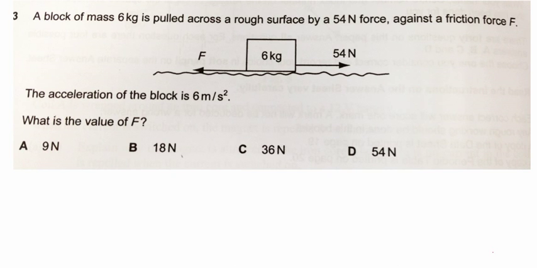Okay, how do we go about solving another typical resultant force question? In this case, it's good to observe what is given in the question and whether it is labeled in the diagram. Notice there's a mass of 6 kg, so this is my M. Okay, there's a force of 54 Newton.